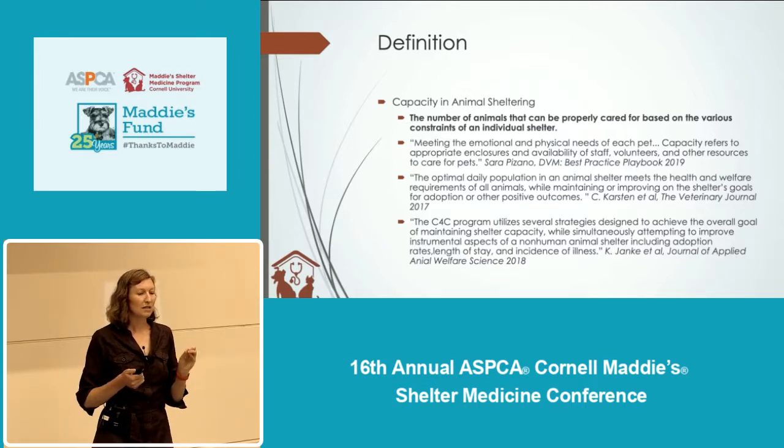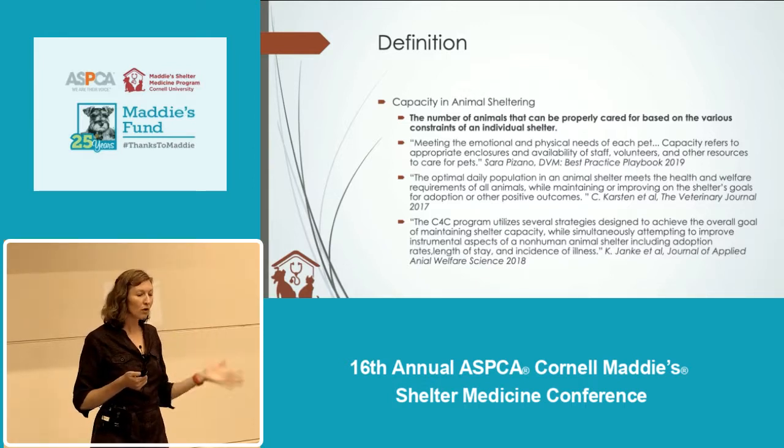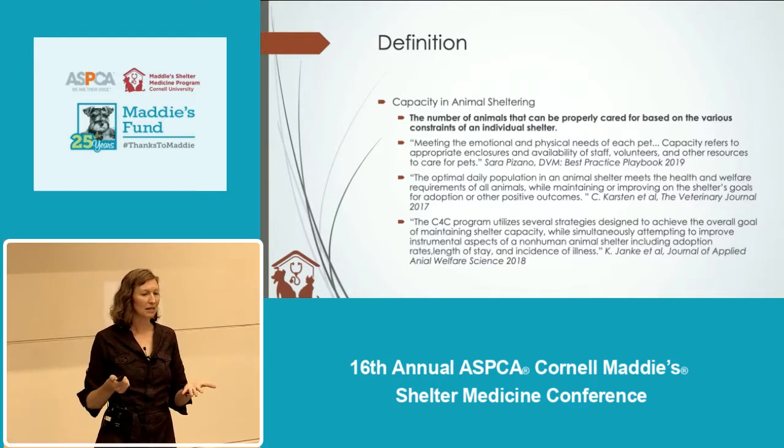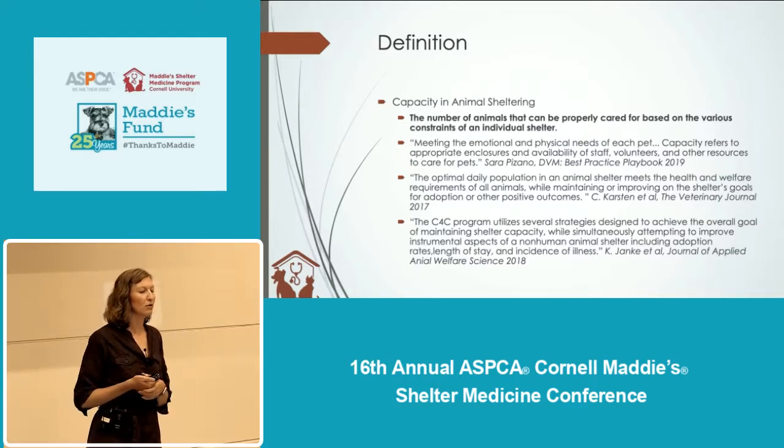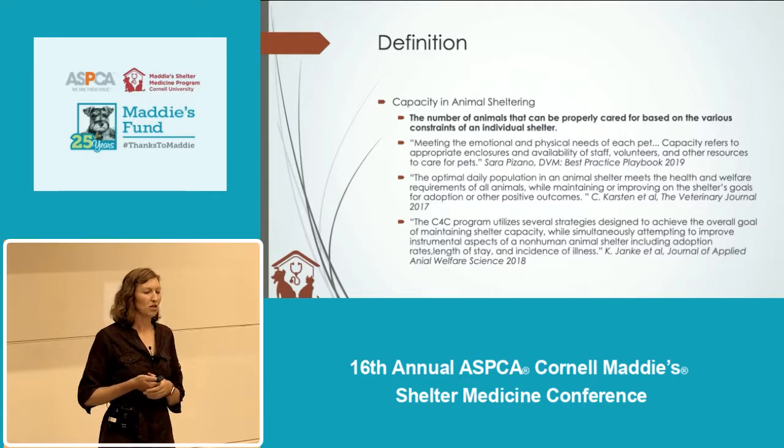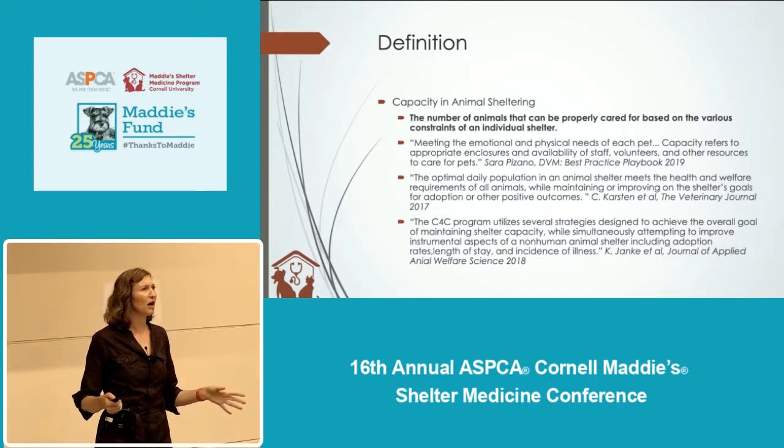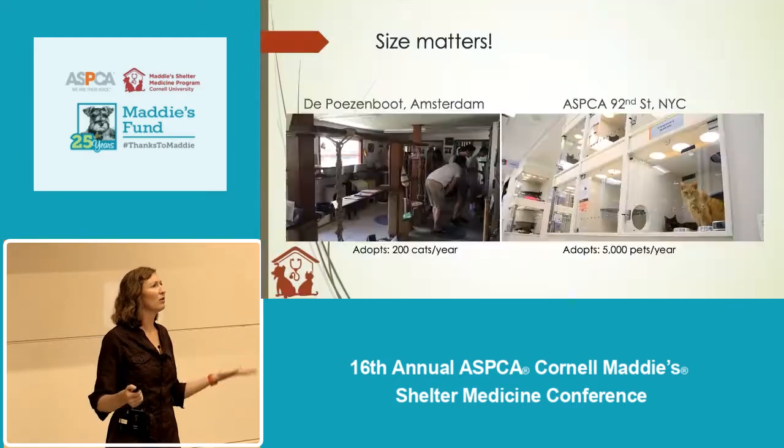And they use several strategies designed to achieve the overall goal of maintaining shelter capacity while simultaneously attempting to improve instrumental aspects of animal shelter, including adoption rates, length of stay, and incidence of illness. So that's all the things that they're looking at when they're looking to see what their capacity is. This is pretty dry, right?